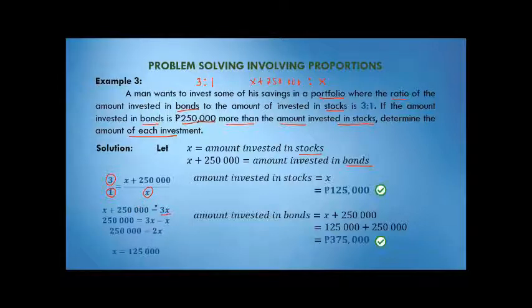Now, combine natin yung like terms. X, ilipat natin sa kabila, magiging negative para ma-combine sa 3X. Then, mareretain yung 250,000 sa left. So, that is 250,000 is equals to 3X minus X. 3X minus X is 2X equals to 250,000. Divide both sides by 2.